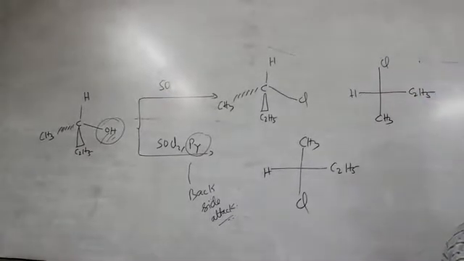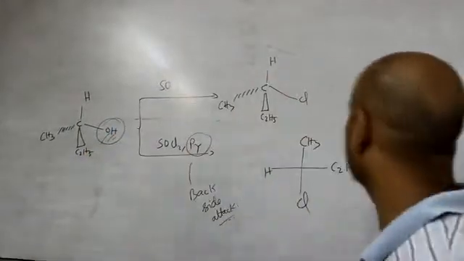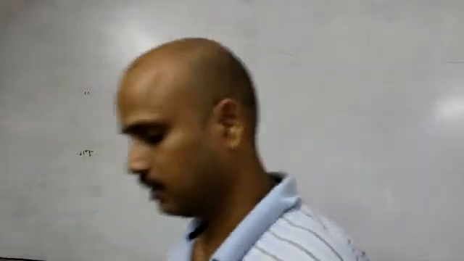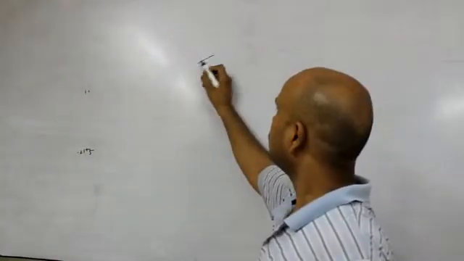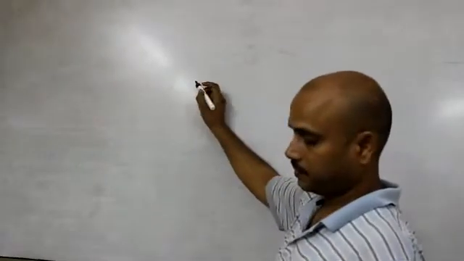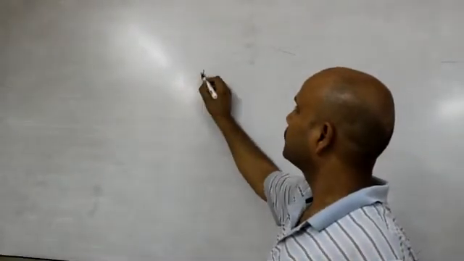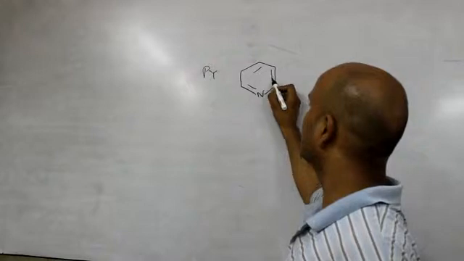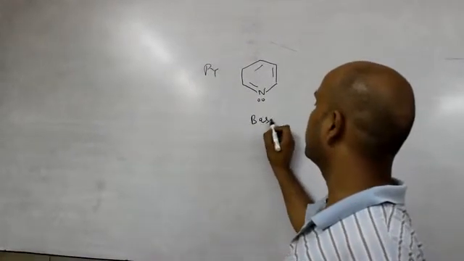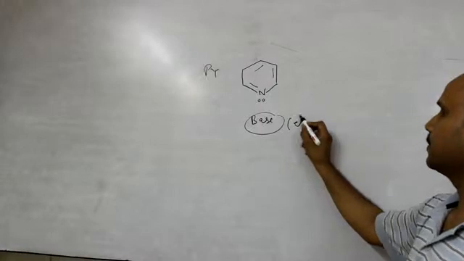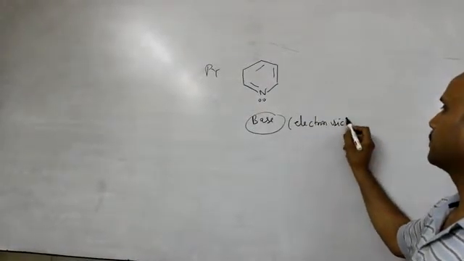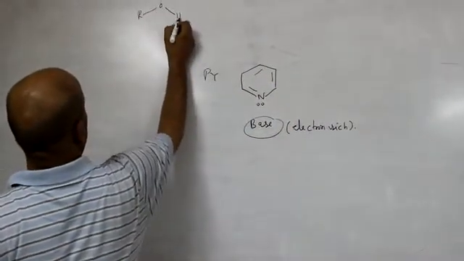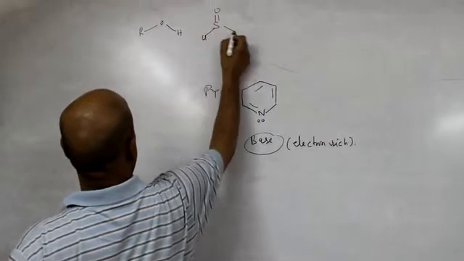Yep, keep in mind. Next is the explanation part of question number 8. I would like to explain why it happens. If you have pyridine, pyridine has this formula, and this is a base because it is electron rich. Now see what happens when ROH reacts with SOCl2.